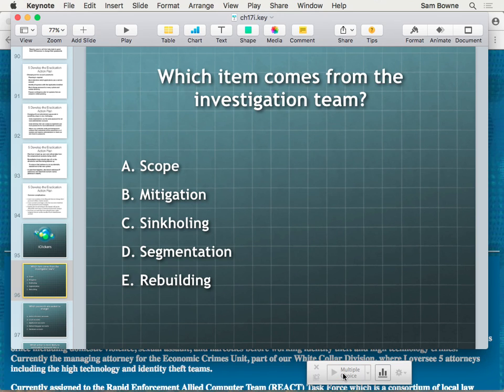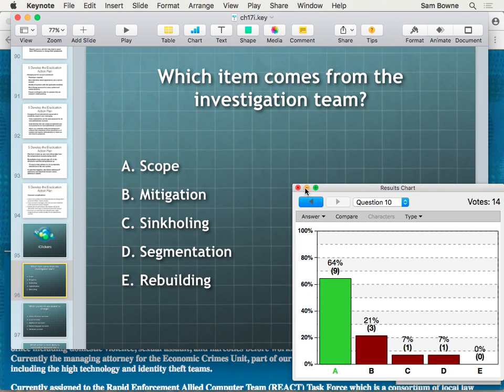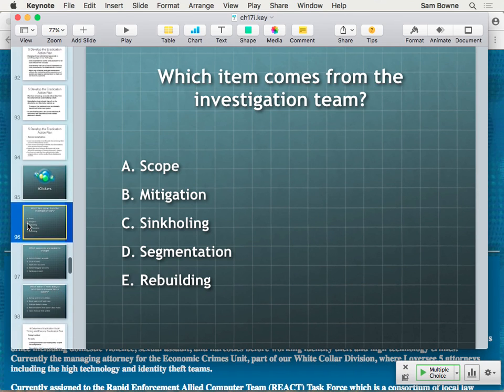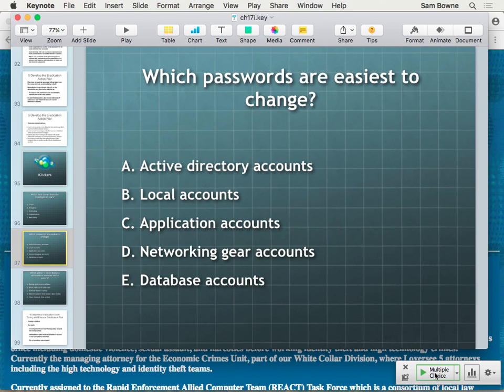All right. They give you the scope. They tell you what machines are involved, which passwords have to be changed, and all that. If they're wrong about the scope, your eradication will fail. All right. What's the easiest passwords to change?